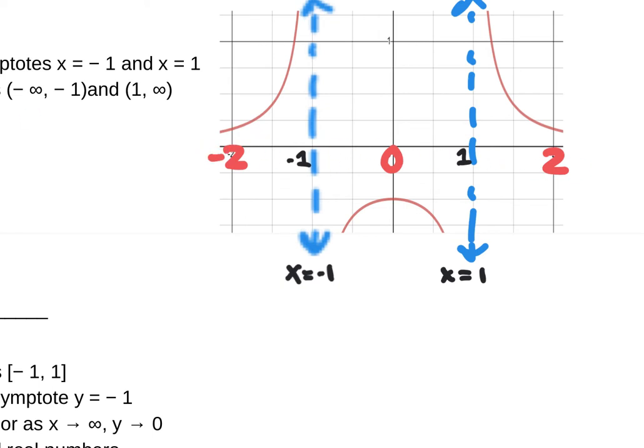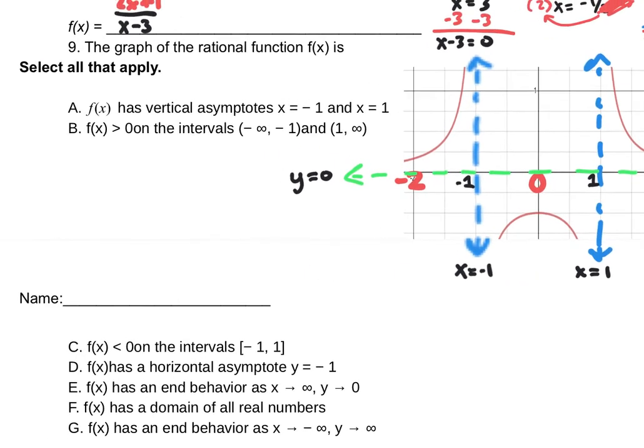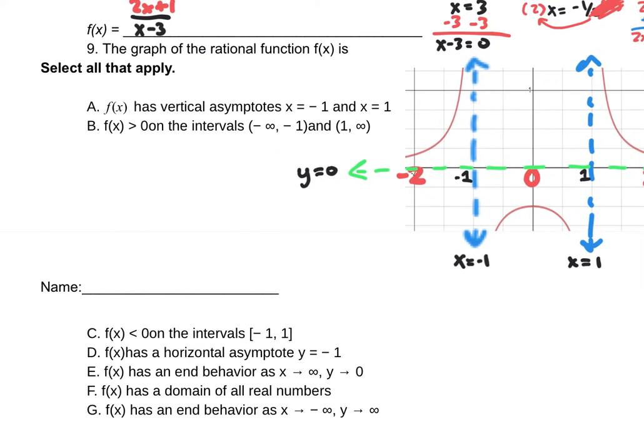All right, so let's label that. And I'm going to label that y equals 0. Okay? If you do that, you're giving yourself a 90% better chance. Now that we've done this, now let's focus on their questions, okay? Somehow it just blanked out. All right, so we labeled the vertical asymptotes and the horizontal asymptotes. Let's go ahead and answer the question.